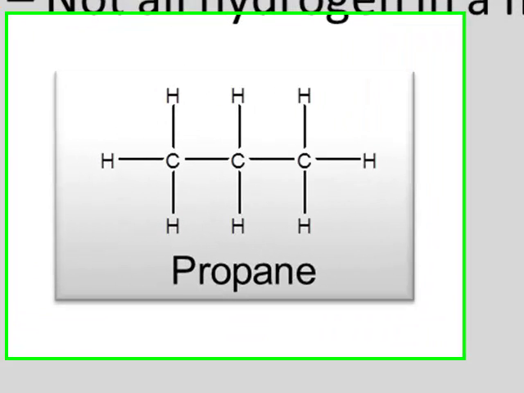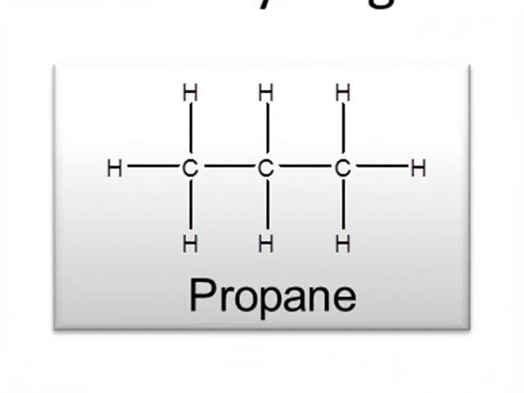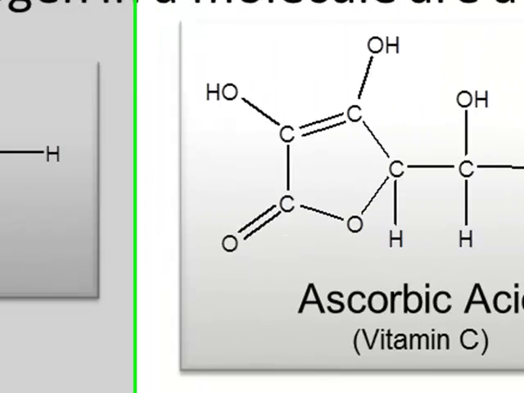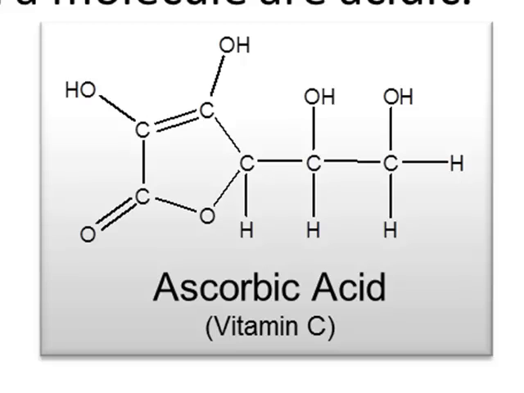For instance, we've seen previously the chemical propane, which has the chemical formula C3H8. Those 8 hydrogen, while they are hydrogen, actually don't ever leave that molecule. They don't dissociate from propane when placed in water. This is why propane is not an acid. Meanwhile, a compound like ascorbic acid, which is an important part of vitamin C, contains hydrogen ions that do dissociate, hence the reason it's an acid.